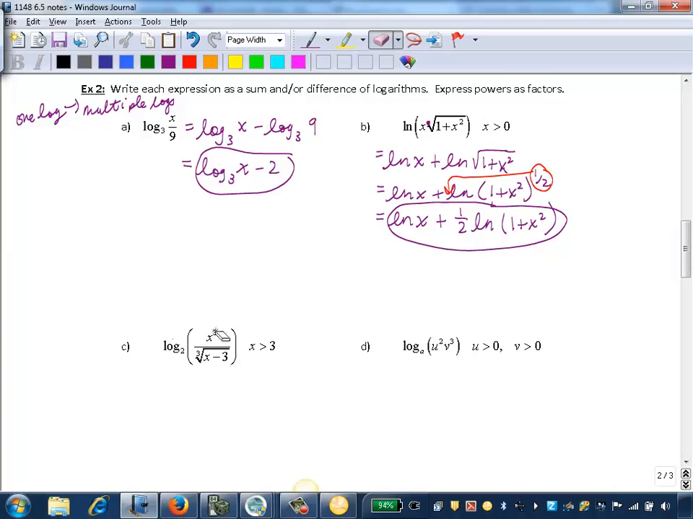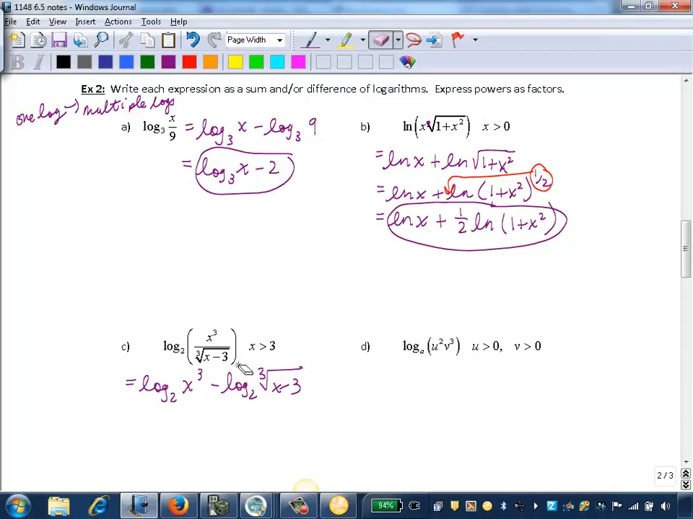Okay, and then let's look at part C here together, and then I'd like you guys to try D on your own. So part C, we've got log base 2 of the argument, x squared over the cube root of x minus 3. And again, they're noting here that x has to be greater than 3, just so that we keep this argument positive. Okay, so we've got the log of a quotient, so we can split this into log base 2 of x cubed minus log base 2 of the cube root of x minus 3.